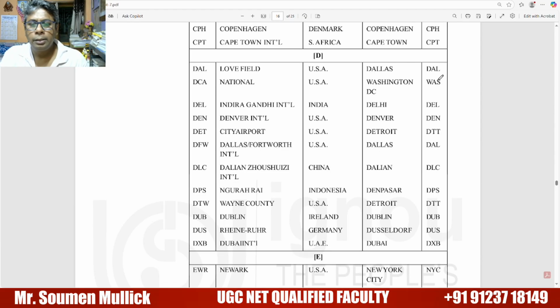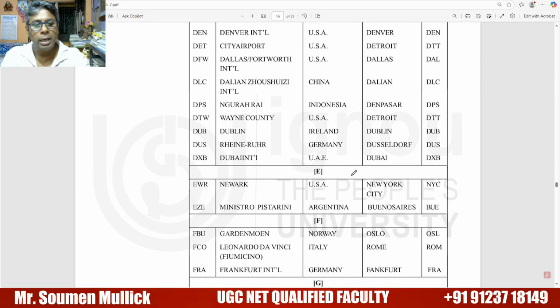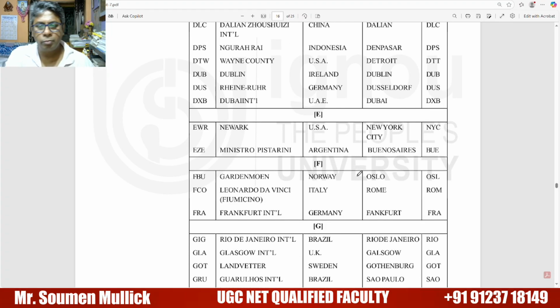Next, D. USA, important city Dallas, and Washington. In India, the case of Delhi. Ireland, the important city Dublin and the Dublin airport code. Germany, Dubai, UAE, the famous city Dubai, and Dubai International, DXB. We have to remember these codes, they are very important.